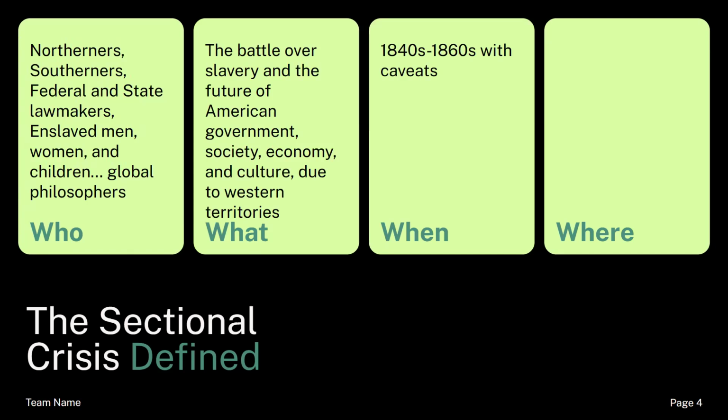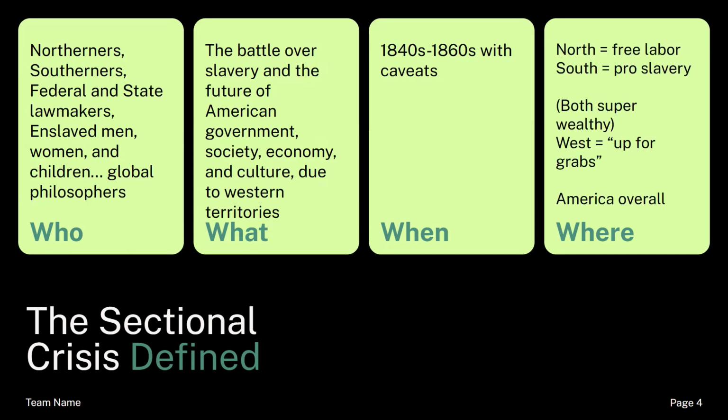So we kind of creep into the 1860s, we kind of creep into the 1830s. So just generally, we're looking at the 1840s to 1860s, right? And when it comes to American artwork, there are some exceptions. There may be, for example, a piece that I introduced to you that was created in, say, the 1810s, but it becomes relevant in the 1840s. So we're looking at that block as the biggest chunk of time with regard to the sectional crisis, but we know that there are a few caveats here and there. And where? North free, South pro-slavery, both are super wealthy, and they think the West is up for grabs.